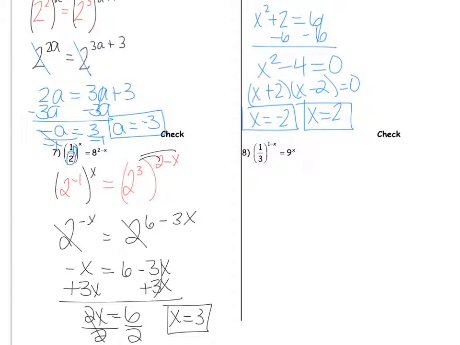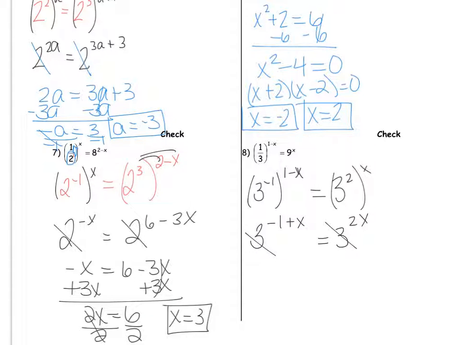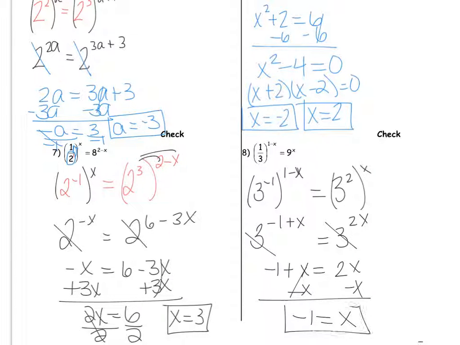Okay, here's your answer. You first need to write this 1/3 as 3 to the negative 1. I want to raise that to the 1 minus x power. And I'm going to rewrite 9 with a base of 3. 3 squared to the x power. Then I distribute this into both pieces. So 3 to the negative 1 plus x equals 3 to the 2x. Cross off the like bases. Negative 1 plus x equals 2x. Minus x on both sides. X is equal to negative 1.